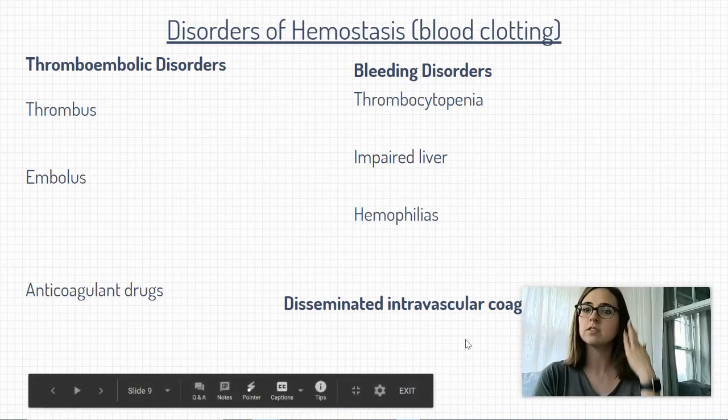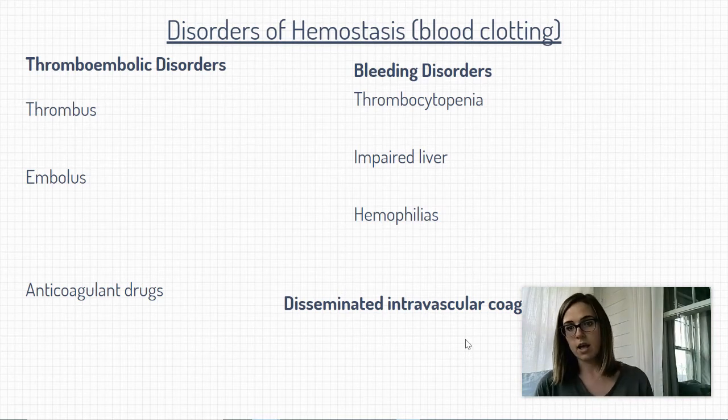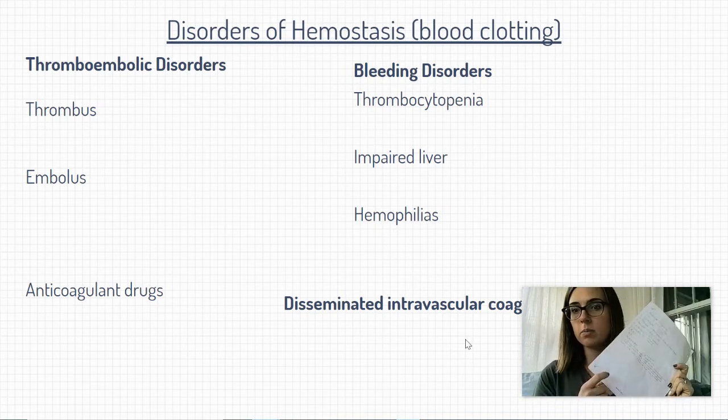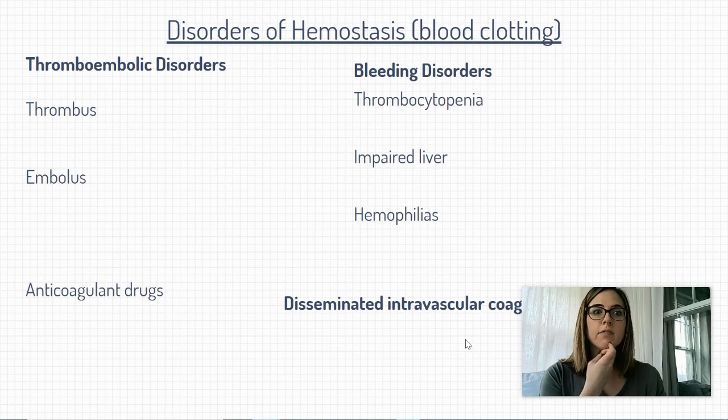Okay? And so there are some diseases and disorders relating to blood clotting. We already put some diseases and disorders of our white blood cells and red blood cells. You have a blank on the back of your notes. This would be a good place to add these little notes. But I've divided it into three different groups here. We have the thromboembolic disorders, bleeding disorders, and then we're going to talk about what DIC is there at the end.